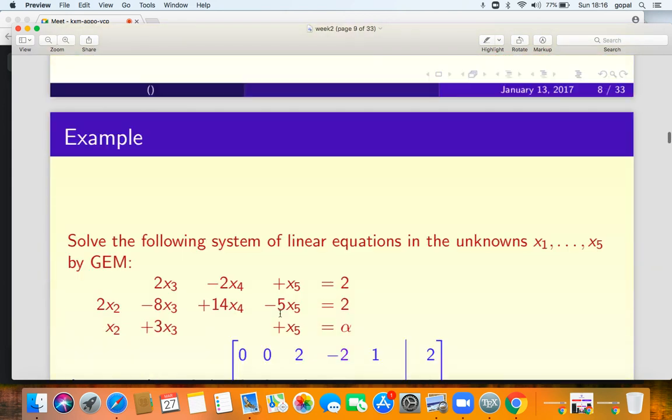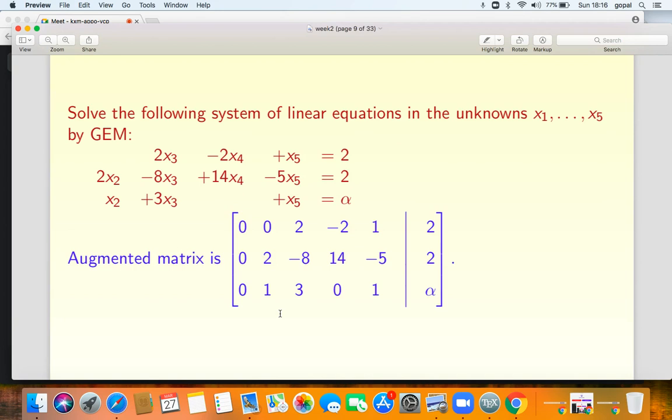So let us now look at an example. Here is a system of inhomogeneous linear equations. You have three equations in five unknowns. It's inhomogeneous, there's a right hand side 2, 8, alpha, and the augmented matrix is displayed on the slide here. Now we want to understand whether this system has a solution or not.